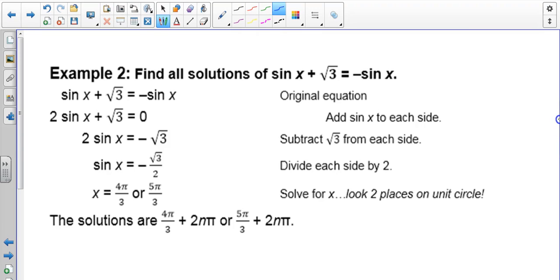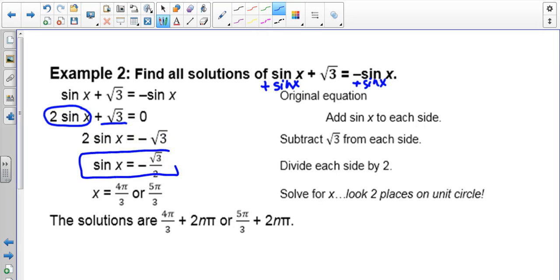So here's a problem that looks kind of funky. What you would do is add sine x over to the other side so that you had a 0. Now what's sine x plus sine x, guys? 2 sine x, okay? Plus square root of 3 equals 0. Then you would solve to get the sine x by itself. So you would subtract square root of 3 and divide by 2, and you'd get here.